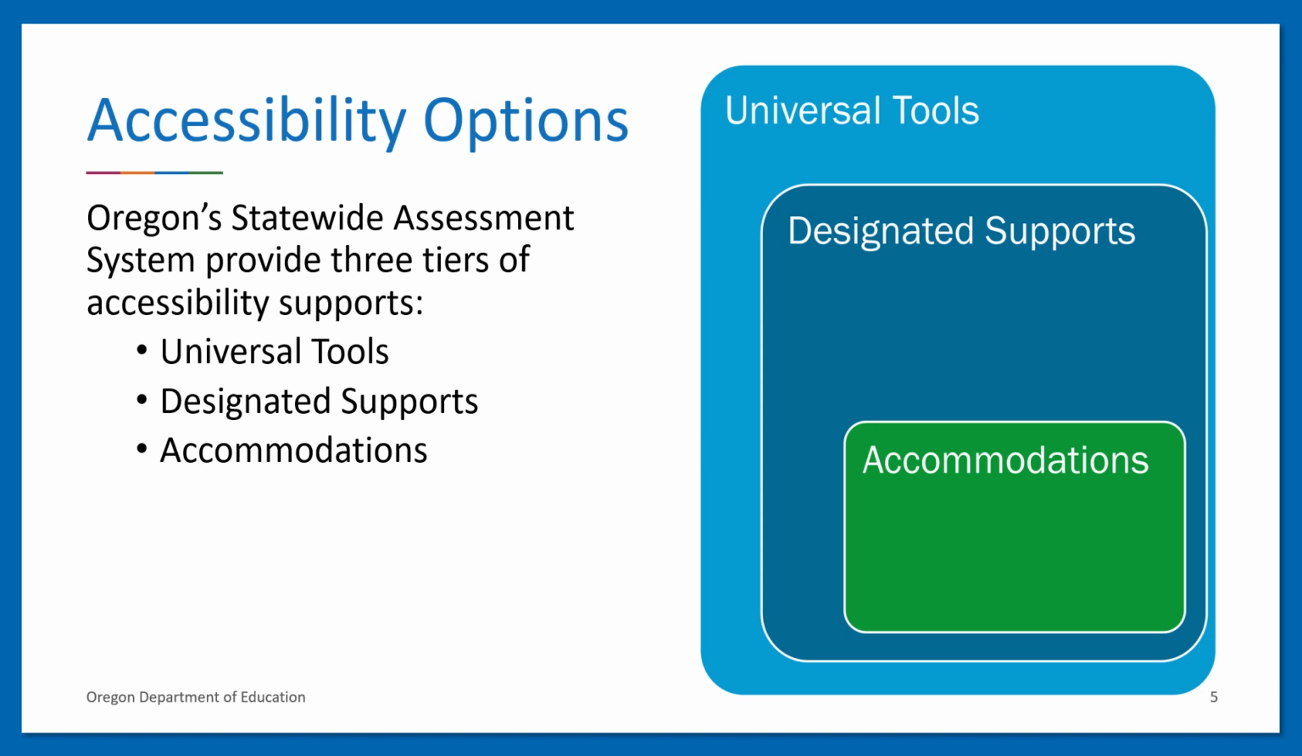IEP or 504 plan. Within each of these tiers, any specific support may be embedded or incorporated in the testing interface, such as text-to-speech, or they may be non-embedded or outside of the testing interface, such as the use of scratch paper. For more details on each tier of support, consult Table 1.1 in the Oregon Accessibility Manual.